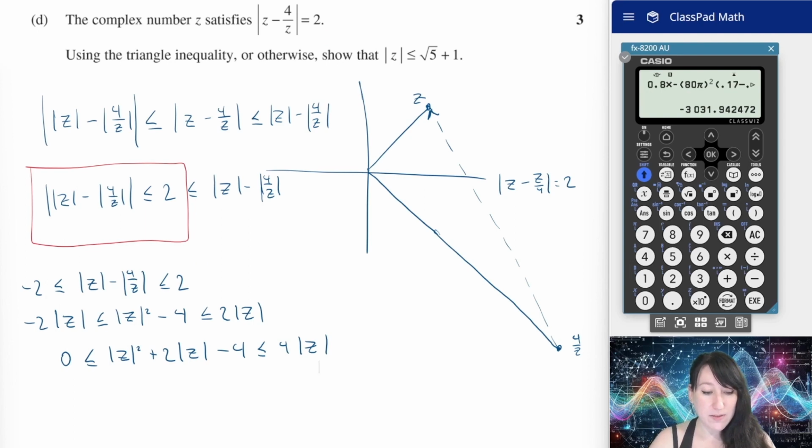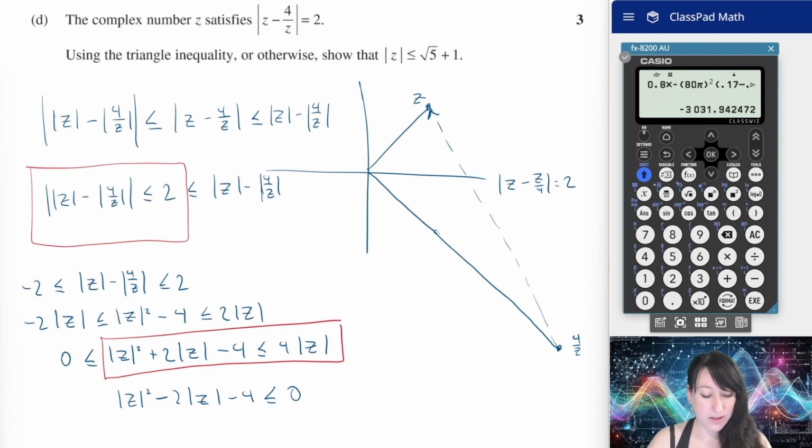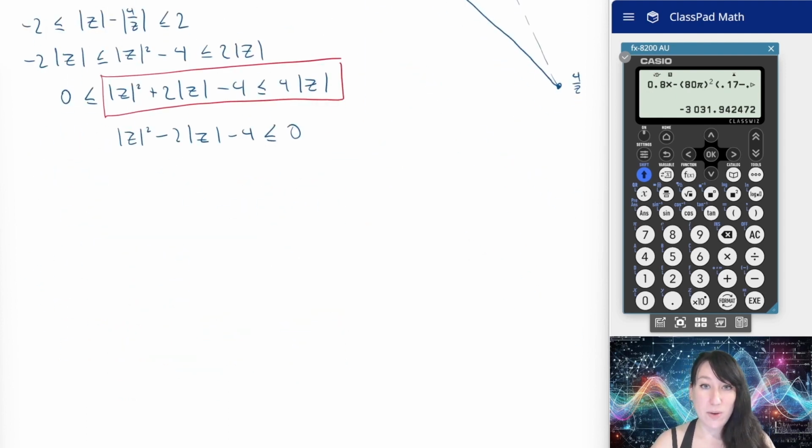Now, let's focus on this part of the inequality, the fact that this expression in the middle is less than or equal to 4 times the absolute value of z, so that if we rearrange it, we would have the absolute value of z squared minus 2 times the absolute value of z minus 4 is less than or equal to 0. We could see this as a quadratic. Let's find when it would equal 0, so we can then find out when it's less than or equal to 0.